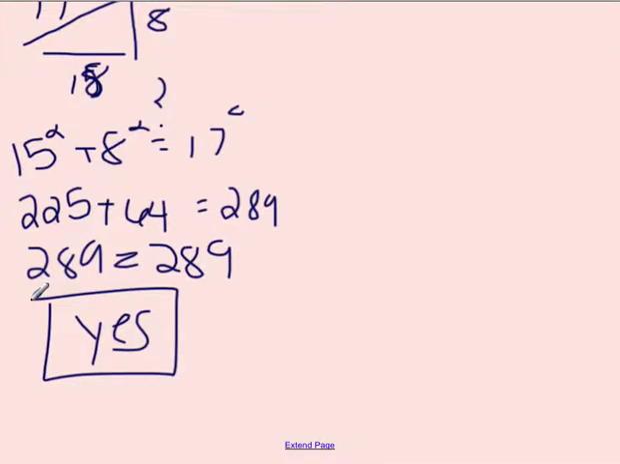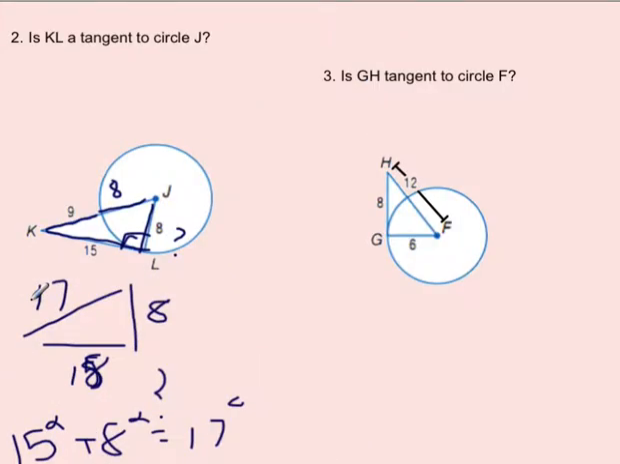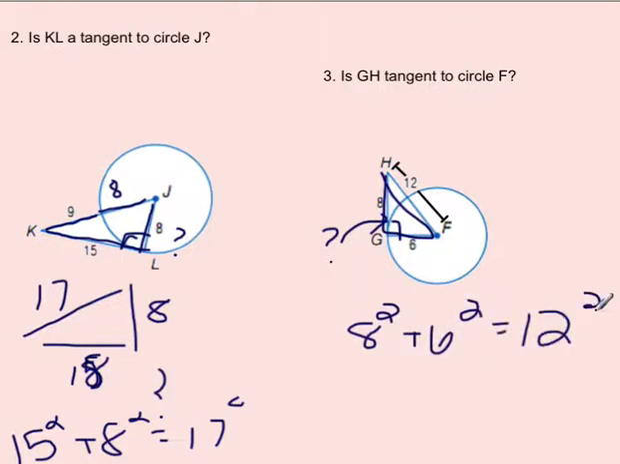Okay, let's take a look at number 3. Is GH tangent to circle F? So to see if that's true, we need to see if that guy right there is a right angle. So I notice that we have a supposed right triangle. So we take our legs and we square them, and we set it equal to the hypotenuse squared. That already gives us the hypotenuse.